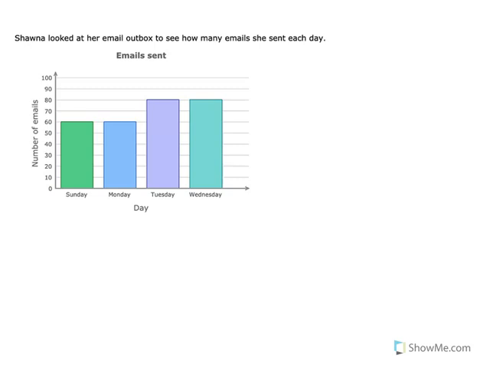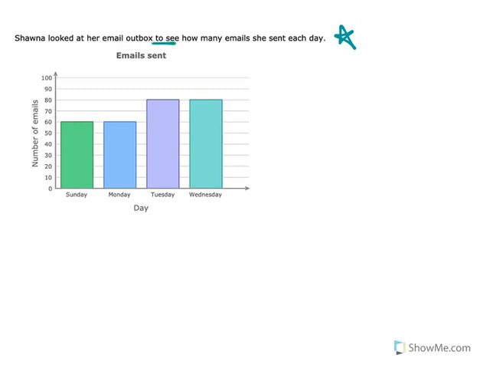Looking at this second example, I again am looking at a bar graph. I know this because there are spaces in between the vertical bars of the graph. The background knowledge that I have is given to me up here. It says Shauna looked at her email outbox to see how many emails she sent each day. So again, that is telling me what data was collected. The graph then just organizes that data.